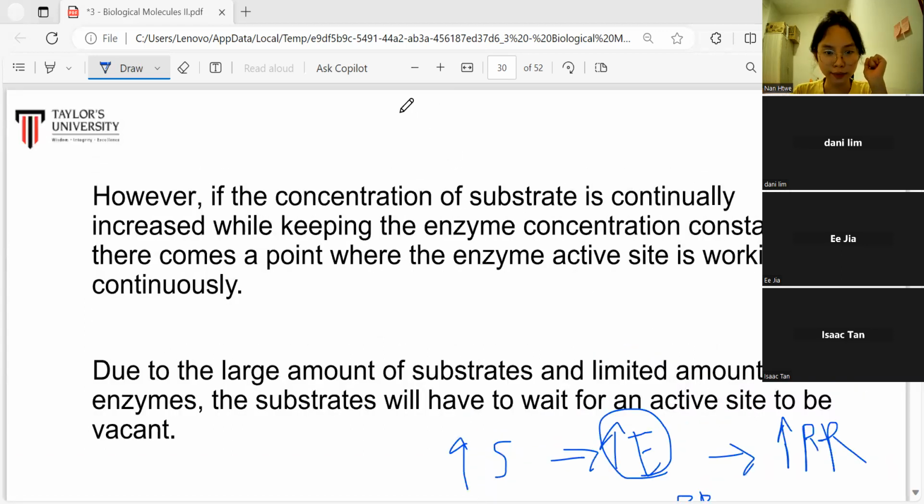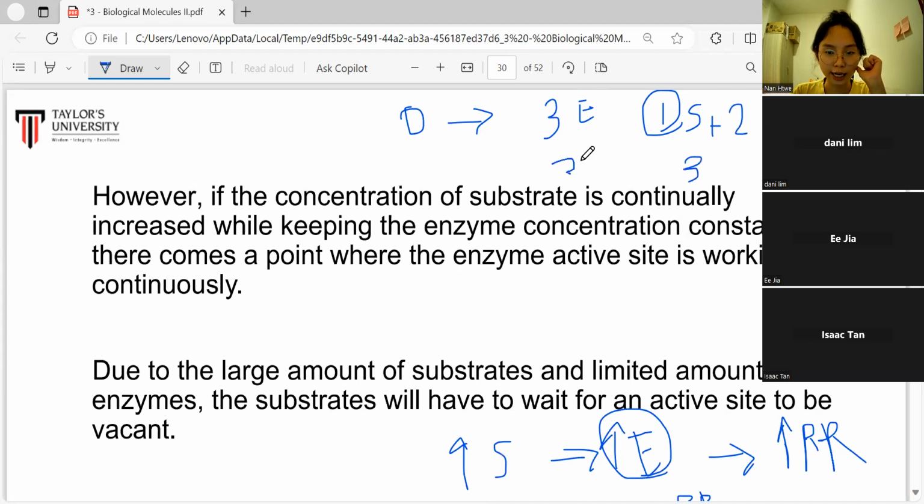So originally, this is the original. Let's say that we have 3 enzymes, and then we have 1 substrate only. So this is a substrate, and this is enzyme. But now I want to increase the concentration of substrate. I want to increase the number of substrate. So I will add 2 more substrate here, so it becomes 3 substrate, right? And now I have 3 enzyme, 3 substrate. So 2 more substrate will bind to another 2 enzymes, and the rate of reaction will be increased here.